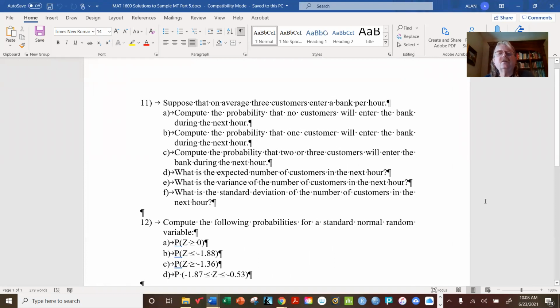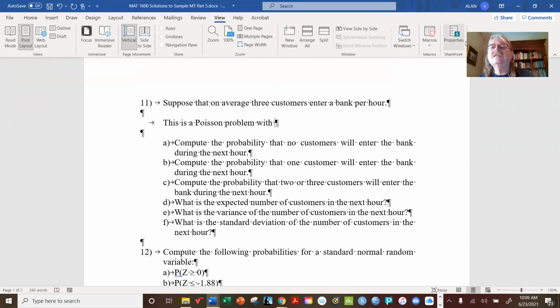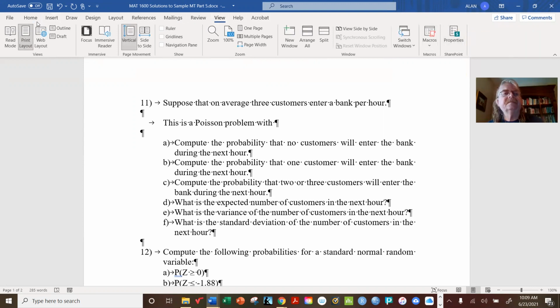So on average, 3 customers enter a bank per hour. All right, so already you know what's going on here. That tells us that this is Poisson because it refers to events, meaning the customers entering the bank per hour. Okay, 3 per hour. So you not only know that this is a Poisson problem, but you also know that the value of lambda equals 3. And of course, with Poisson, that's the most important detail, lambda.